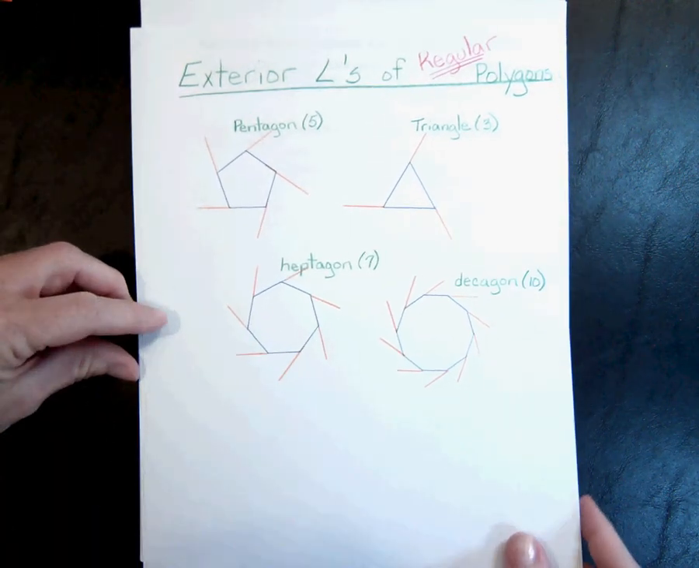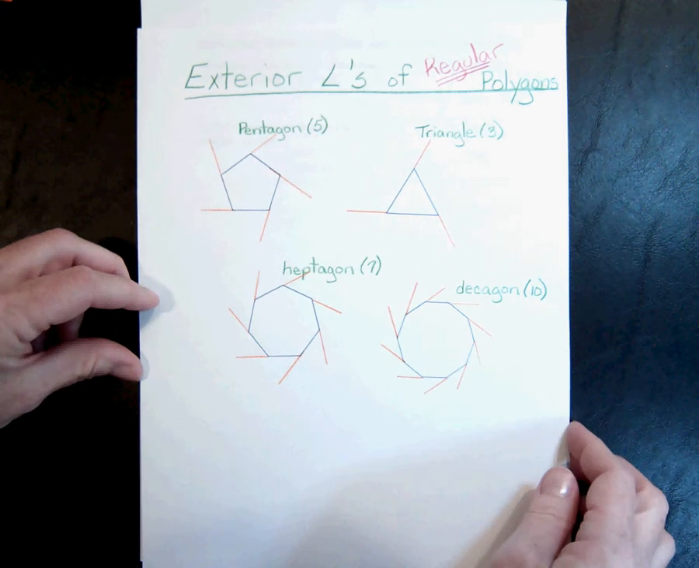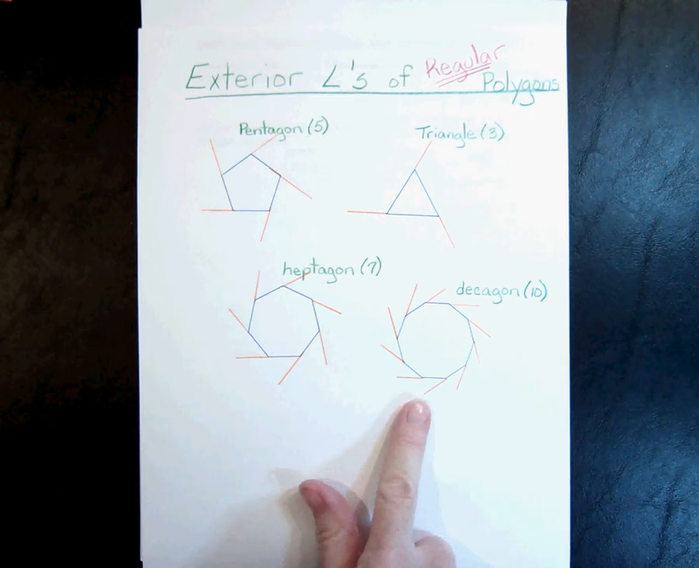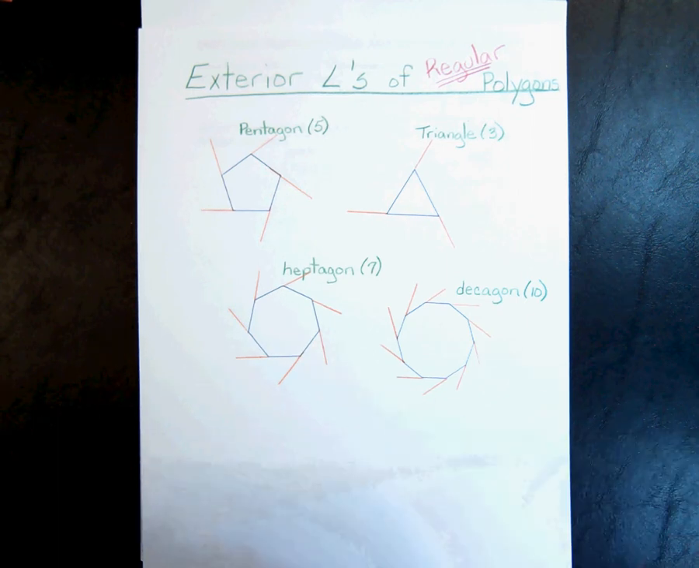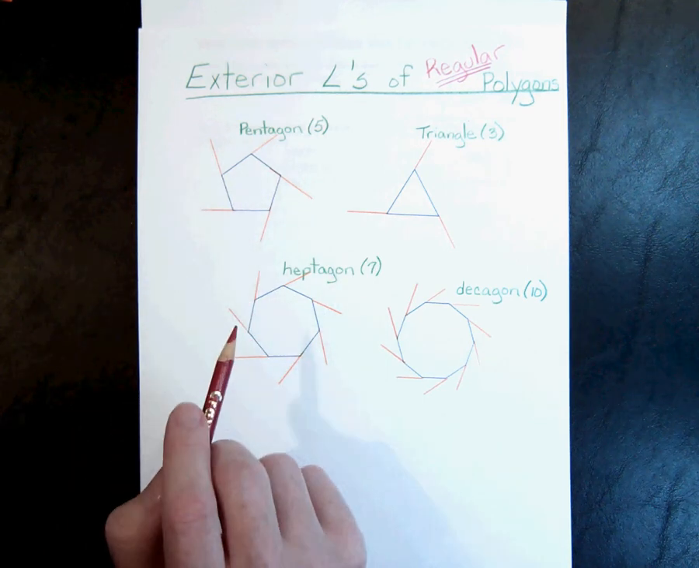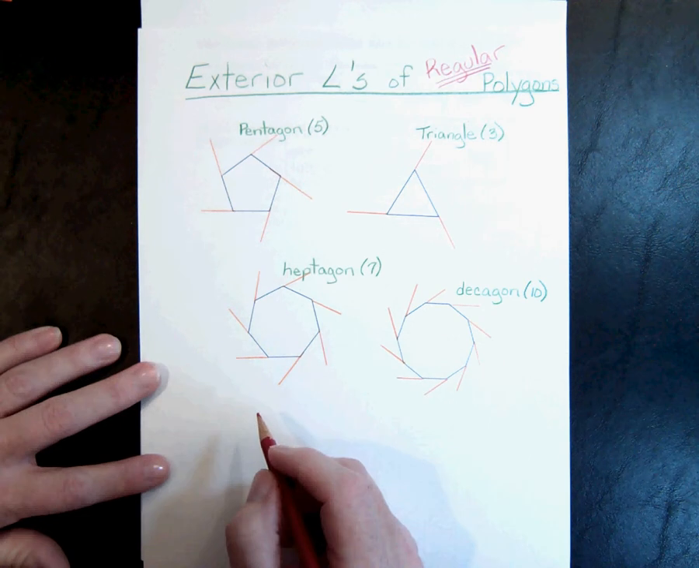For exterior angles of regular polygons, I put down 4 examples here: a pentagon, a triangle, a heptagon, which is 7 sides, and a decagon, like our camera aperture. So look at the pentagon. If you were going to ask for the sum, the sum of every one of them is always going to be 360.